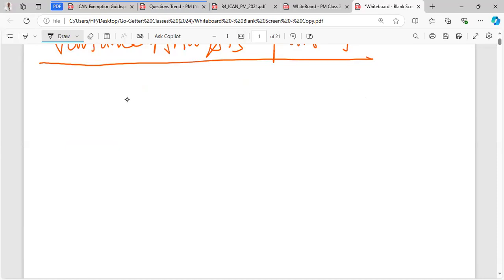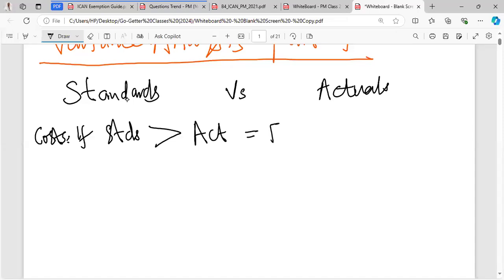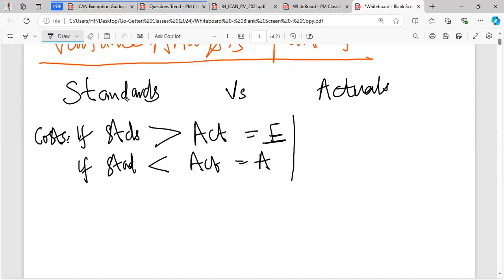So first of all, here we have our standards versus actuals. If, for cost, if standard is greater than actual, it will be favorable. If standard is less than actual, it will be adverse. Then we'll do the opposite here.